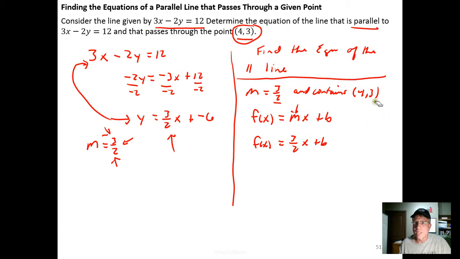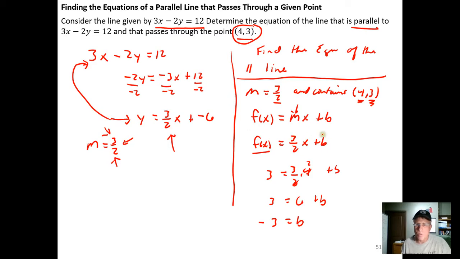This says, hey, when the input is 4, the output needs to be 3. And f of x represents the function output, so replace f of x or y with 3, and we'll get 3 equals 3 halves times the input, but the input is 4, so 3 halves of 4 plus b. So 3 is going to equal 2 will go into 4 twice, and 3 times 2 is 6, plus b. And then we'll subtract 6 from both sides to get negative 3 equals the y-intercept of the equation we're interested in.